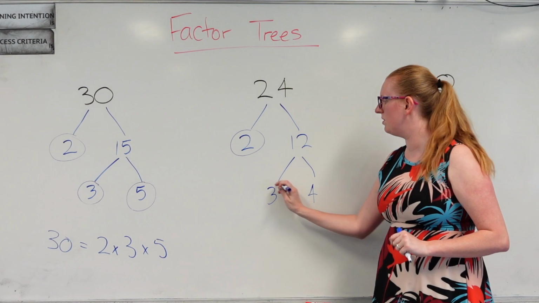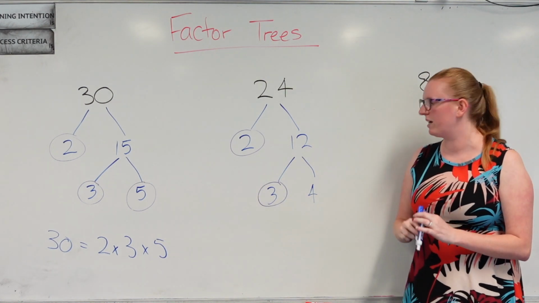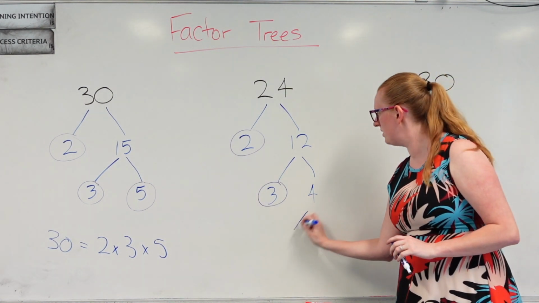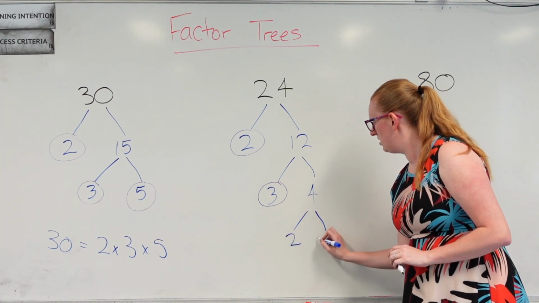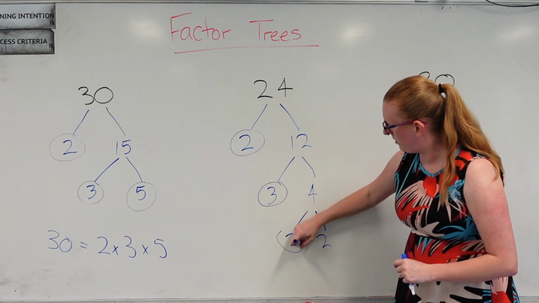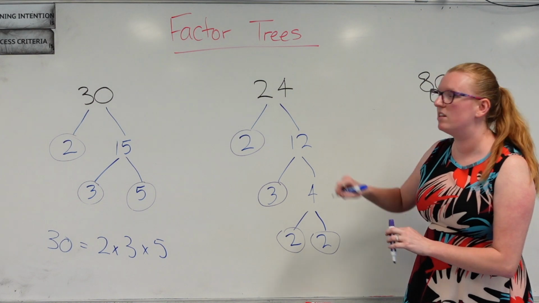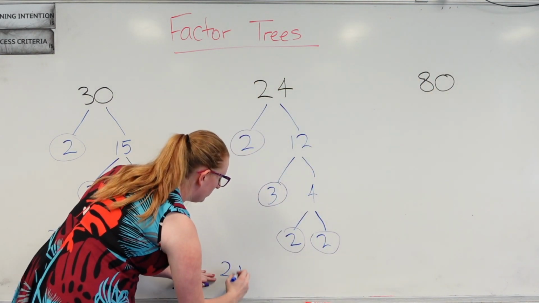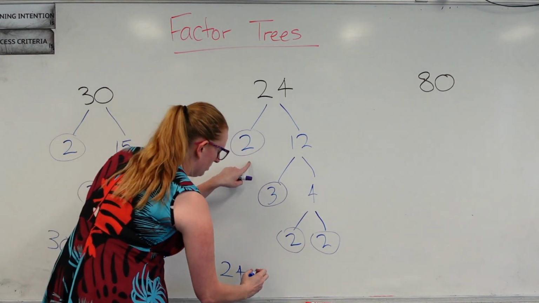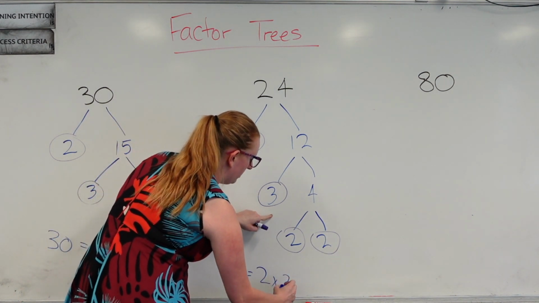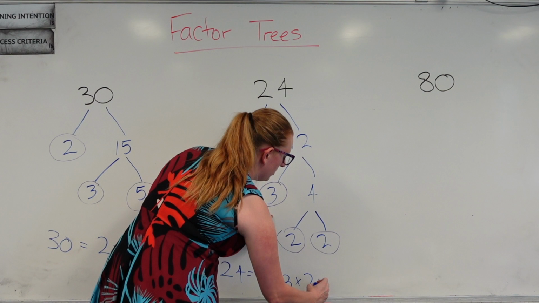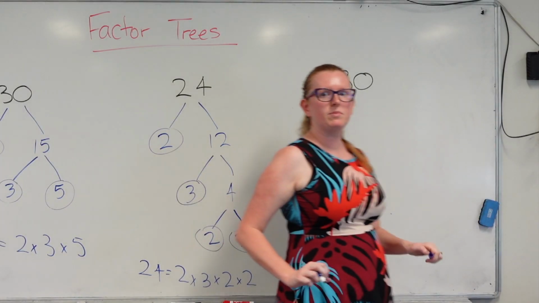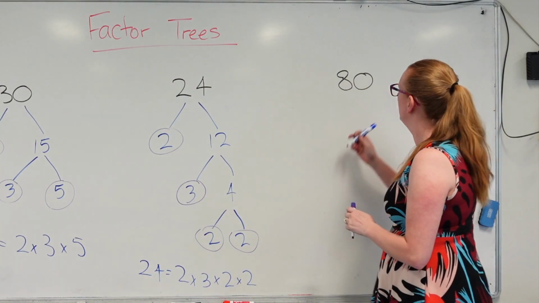One of these numbers is prime, the other is composite. So I can break 4 up into 2 and 2. They're both prime, so I have to stop there. So the number 24 could be written as 24 is equal to 2 times 3 times 2 times 2.